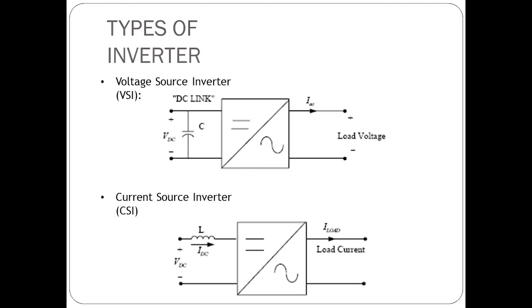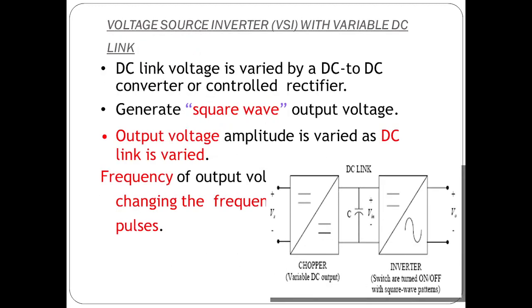After seeing these inverters, we have one more thing, the voltage source inverter, VSI, with variable DC link. Variable DC link means you have a DC link, which is a capacitor connected between the chopper and the inverter. In this figure, the chopper has a variable DC output, and the inverter switches are turned on and off with square wave patterns. Between the chopper and the inverter there is a DC link. The DC link is the capacitive voltage, also called the DC link voltage. It is varied by a DC to DC converter or a controlled rectifier.